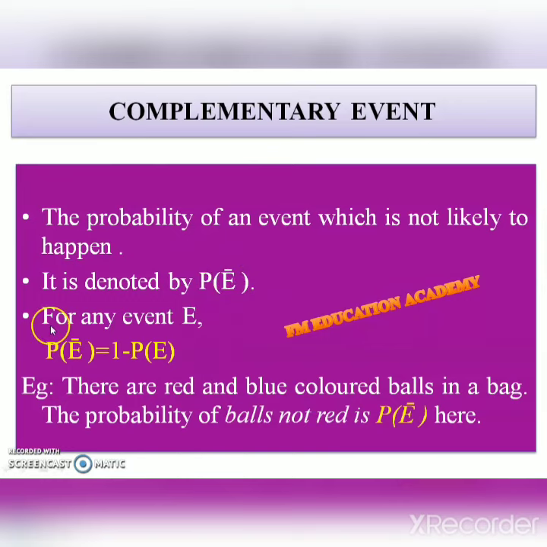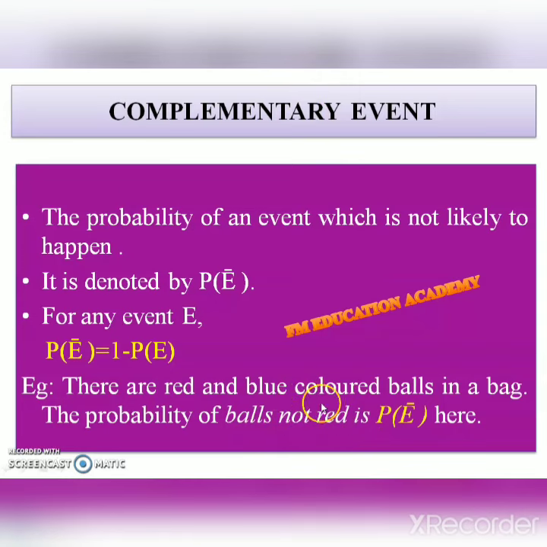And this formula you should remember in complementary event, that is, for any event E, P of E bar is equal to 1 minus P of E. That is, total chance of occurring is 1 and the chance of not occurring will be equal to 1 minus P of E. For example, let us take 2 balls in a bag, red and blue. Then I want to know what is the chance of balls which are not red.